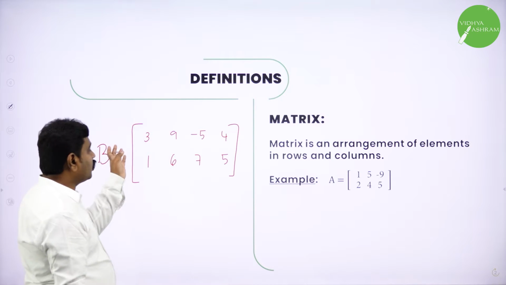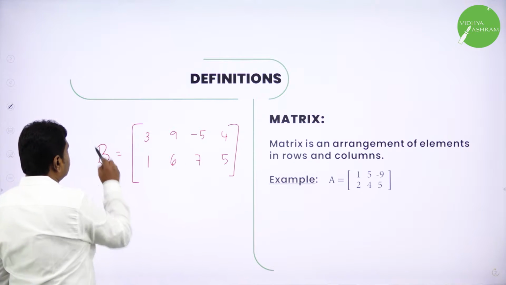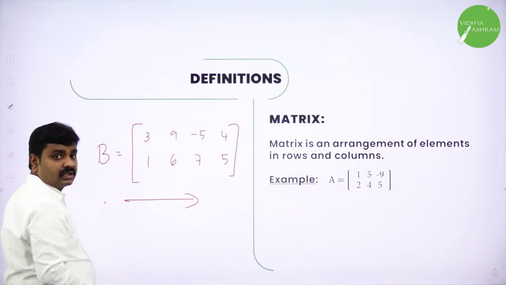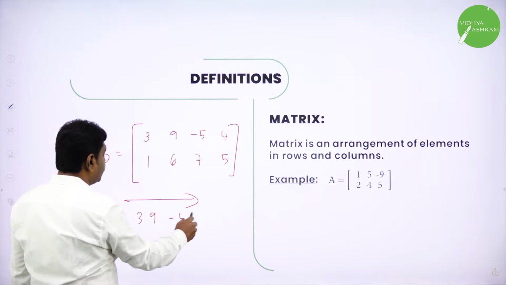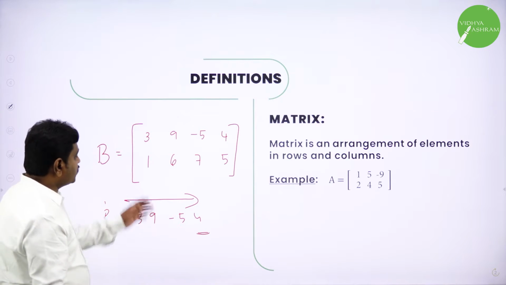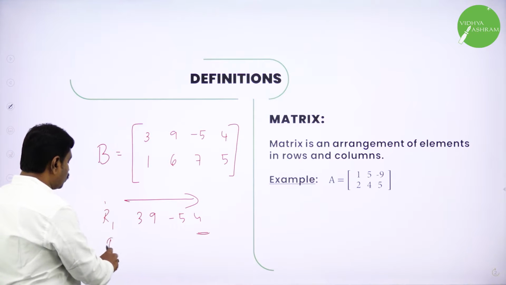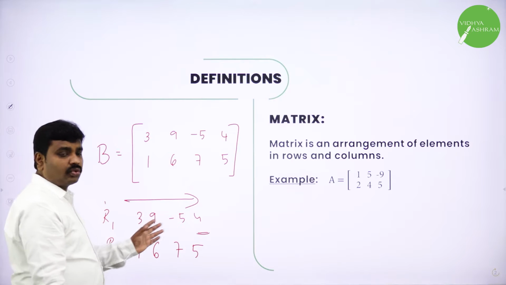So here, how many rows are there? Two rows are there. First row. Row means horizontal. Row means like this. Horizontal means first row. What are first row elements? 3, 9, minus 5, 4. These are the first row elements, row 1 elements. And what is the second row? Second row, row 2. Row 2 is what? 1, 6, 7, 5.